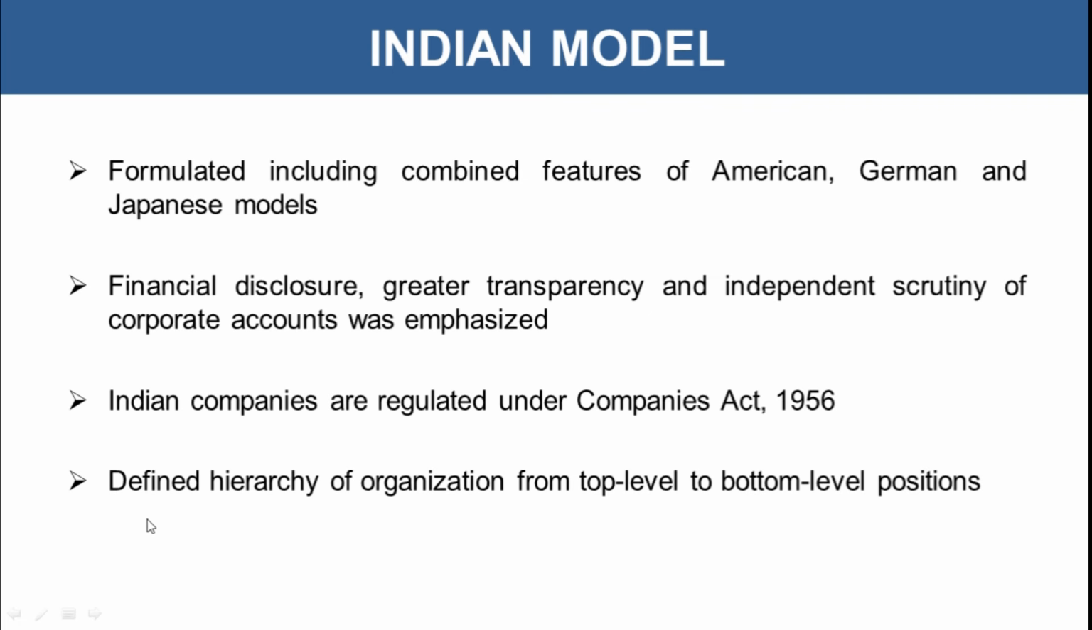Now, in the Indian model, there was also a defined hierarchy of organizational structure. In previous models, we have also seen the hierarchy of organizational structure, so this was also taken. It was divided into top level, mid level, and bottom level positions with different responsibilities, different key areas to be handled, and different targets to be achieved, and thus it was all directed towards a particular objective at last.